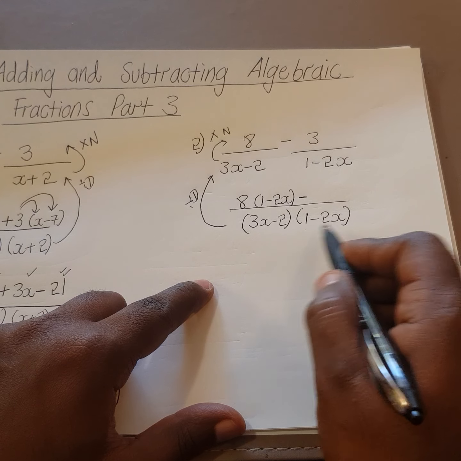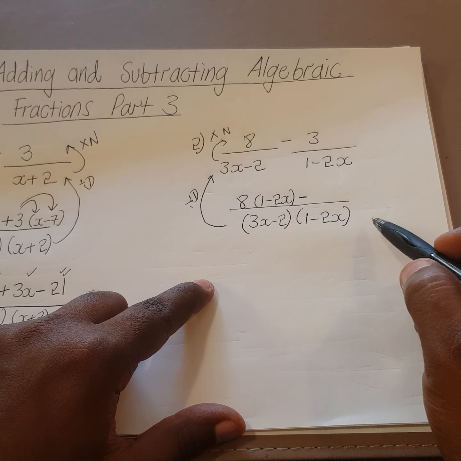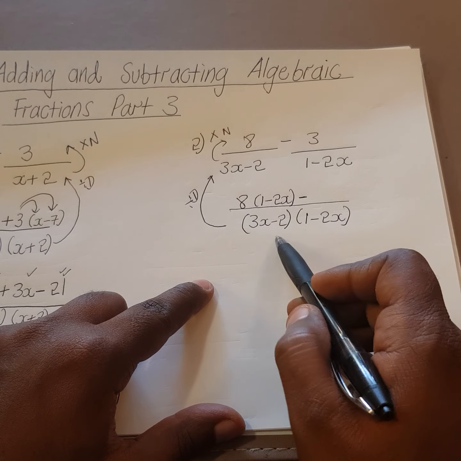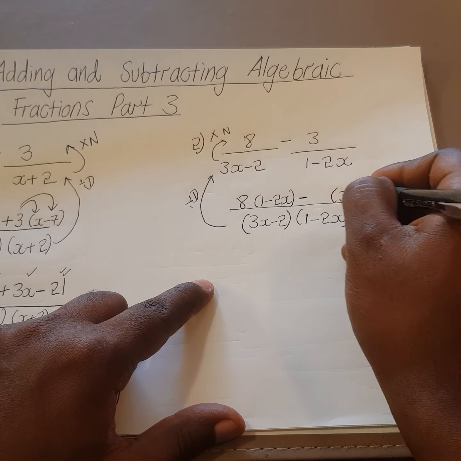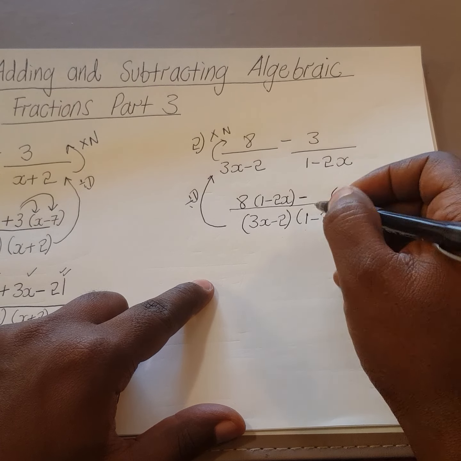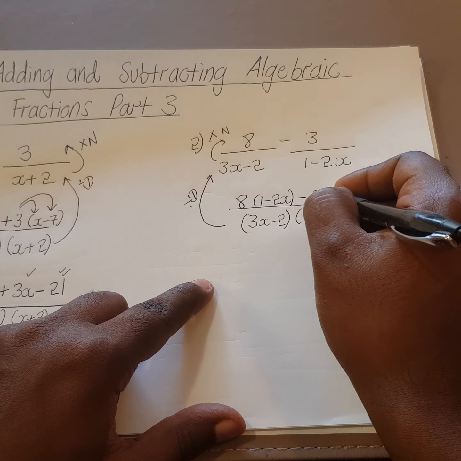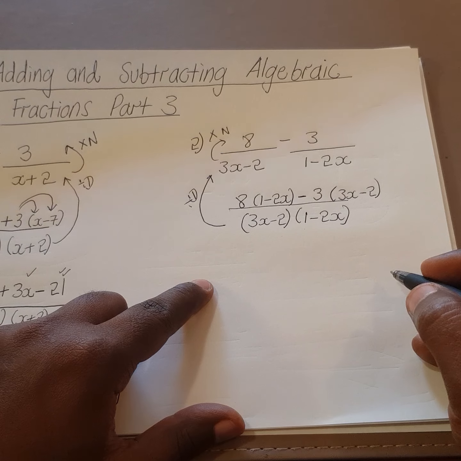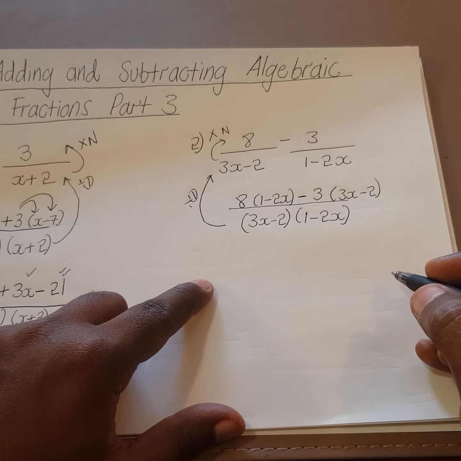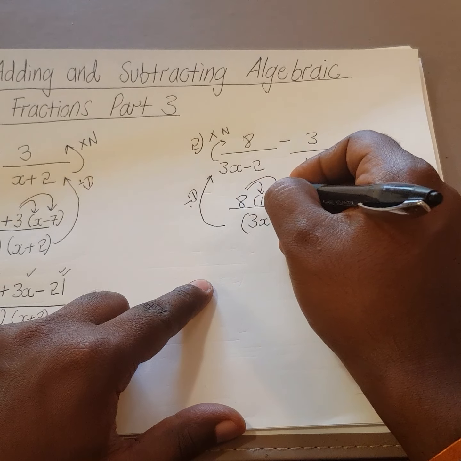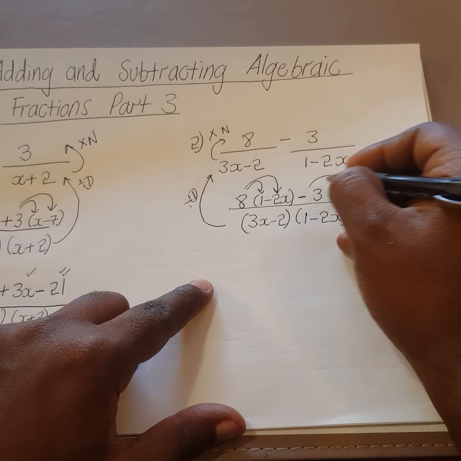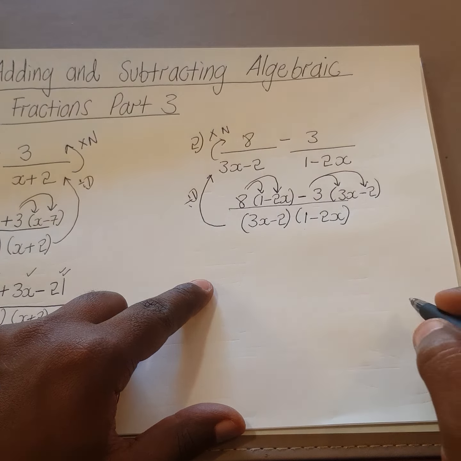3x minus 2, 1 minus 2x divided by 1 minus 2x. What remains is 3x minus 2. So I put 3x minus 2 and then you times it by 3, which is there. All right, now what do we do next? We now need to expand. We get rid of the brackets. You are now experts in this. So literally put the arrows there to show exactly what we're doing.